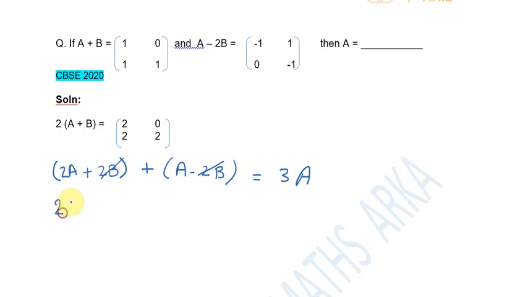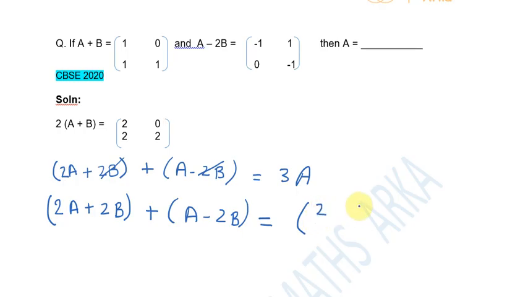So 2a plus 2b, and that should be added to a minus 2b. Let's just see how we can solve it. So it comes out to be, if we look, 2 0 2 2. For 2a plus 2b, just see that a plus b is given and we multiply scalar 2 with it, so each of the elements would be multiplied with 2. Okay, so this is the result we will get.